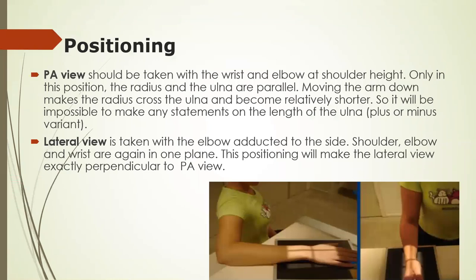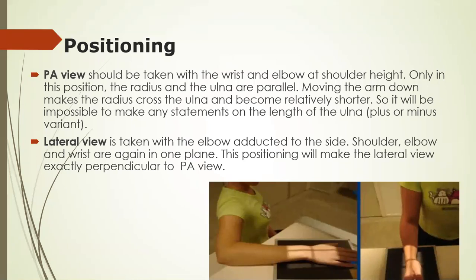Start with positioning. The PA view should be taken with the wrist and elbow at shoulder height. Only in this position are the radius and ulna parallel, and moving the arm down makes the radius cross the ulna and become relatively shorter. So it will be impossible to make any statement on the length of the ulna, plus or minus variant.